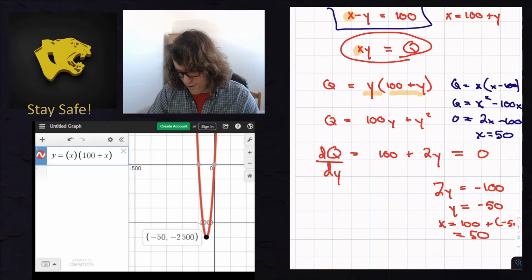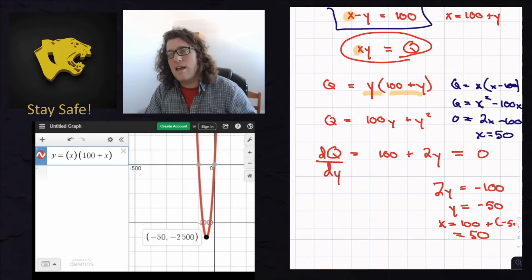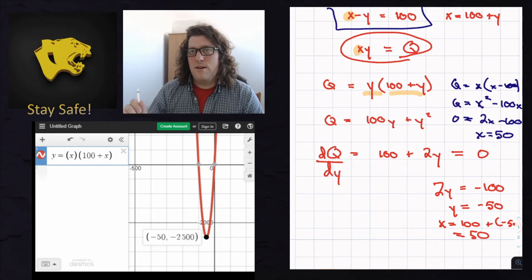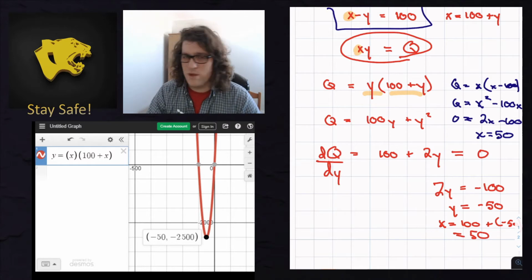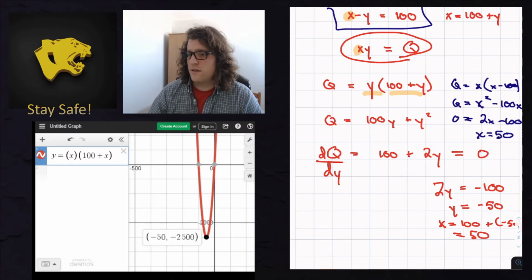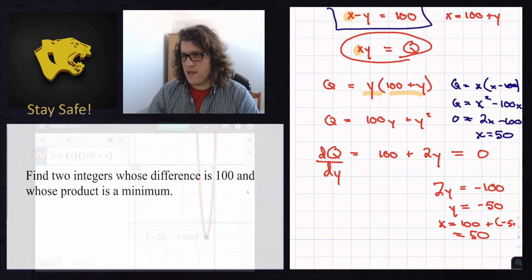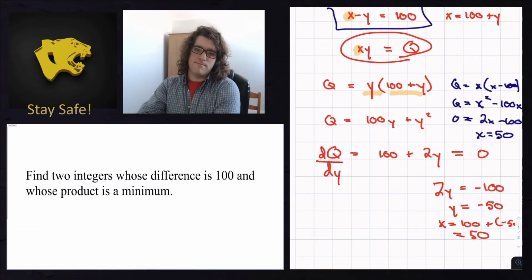I get my x first and then I put it back in to figure out what my y is. And so it didn't matter whether I chose y as my variable or whether I chose x as my variable. As long as we take the derivative with respect to the single variable that we've set it up with respect to, we are good. All right, let's go back to this and try another one.